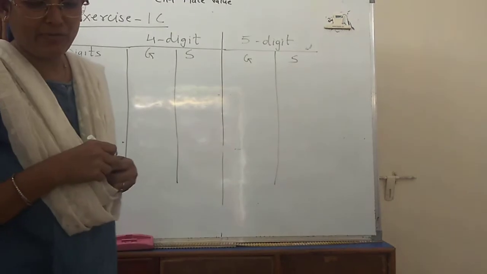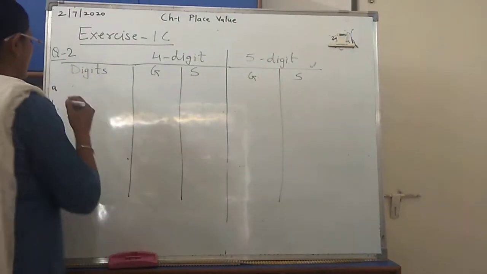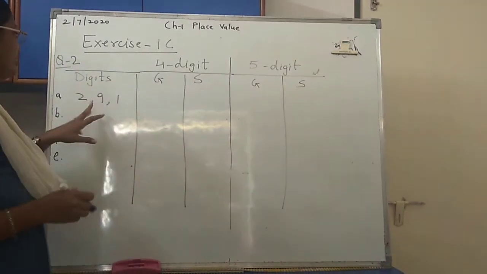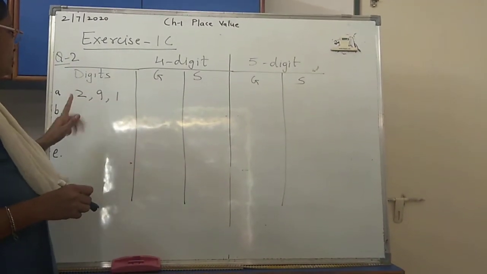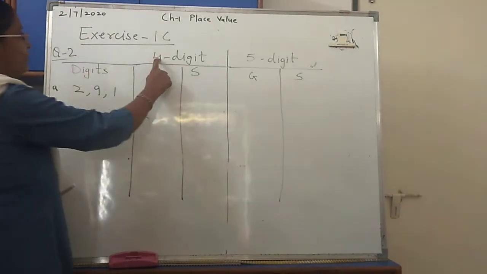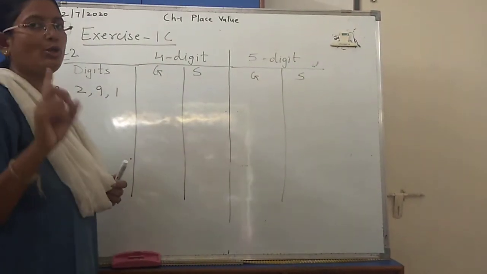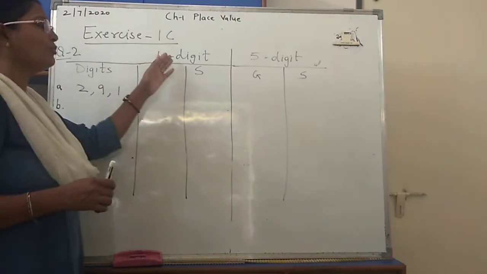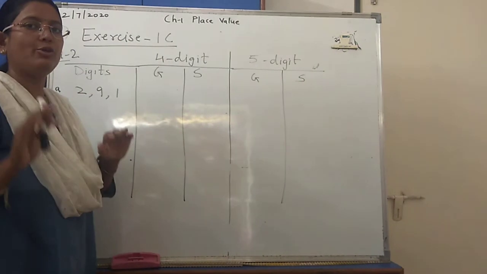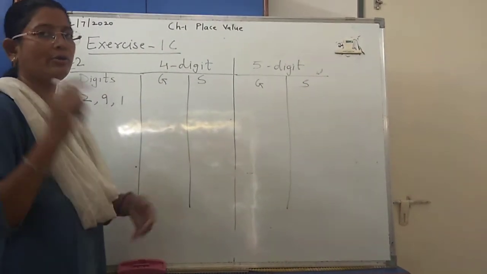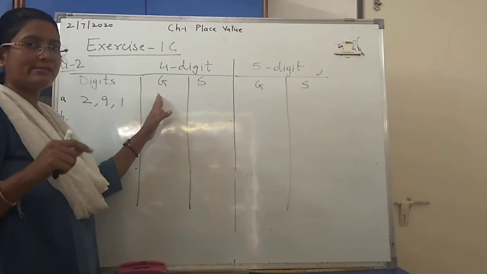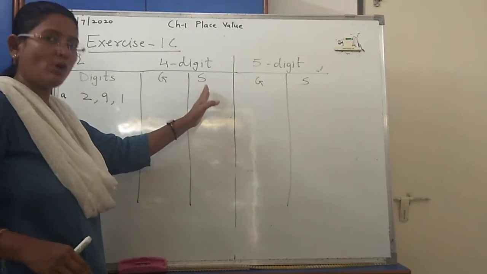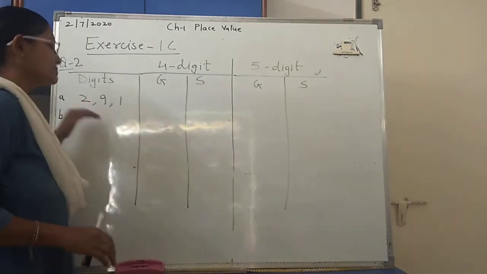Now in A they have given you 291. See here only 3 digits are given, 1, 2 and 9. You have to build a 4-digit number. So the rule you have to remember: when you are given less number of digits and you have to build a number with more digits, then you have to repeat digits. If you want to make the greatest number, you have to repeat the greater digit. If you want to build the smallest number, you have to repeat the smallest digit.